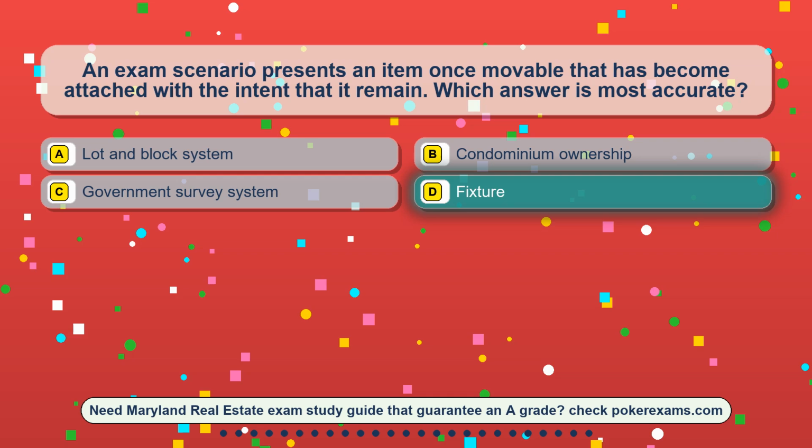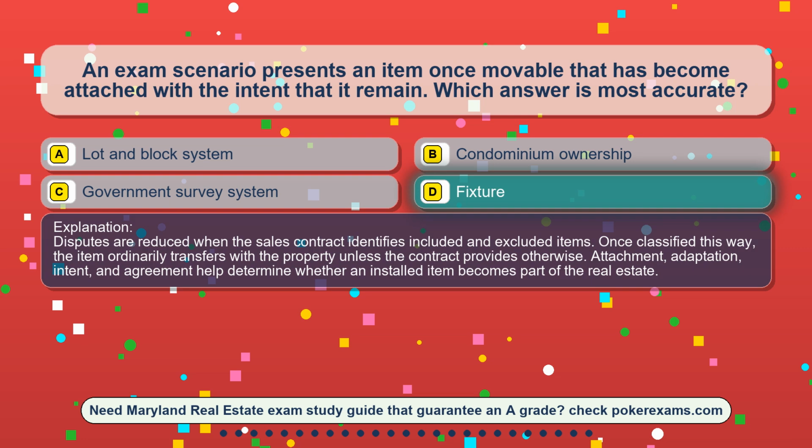The correct answer is option D, fixture. Disputes are reduced when the sales contract identifies included and excluded items. Once classified this way, the item ordinarily transfers with the property unless the contract provides otherwise. Attachment, adaptation, intent, and agreement help determine whether an installed item becomes part of the real estate.